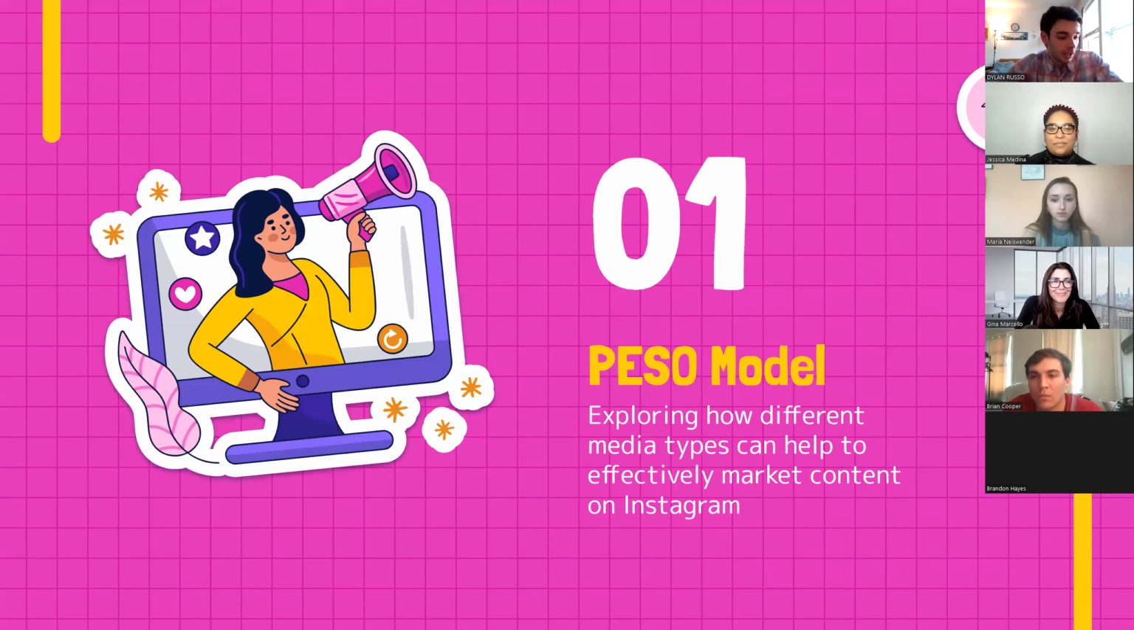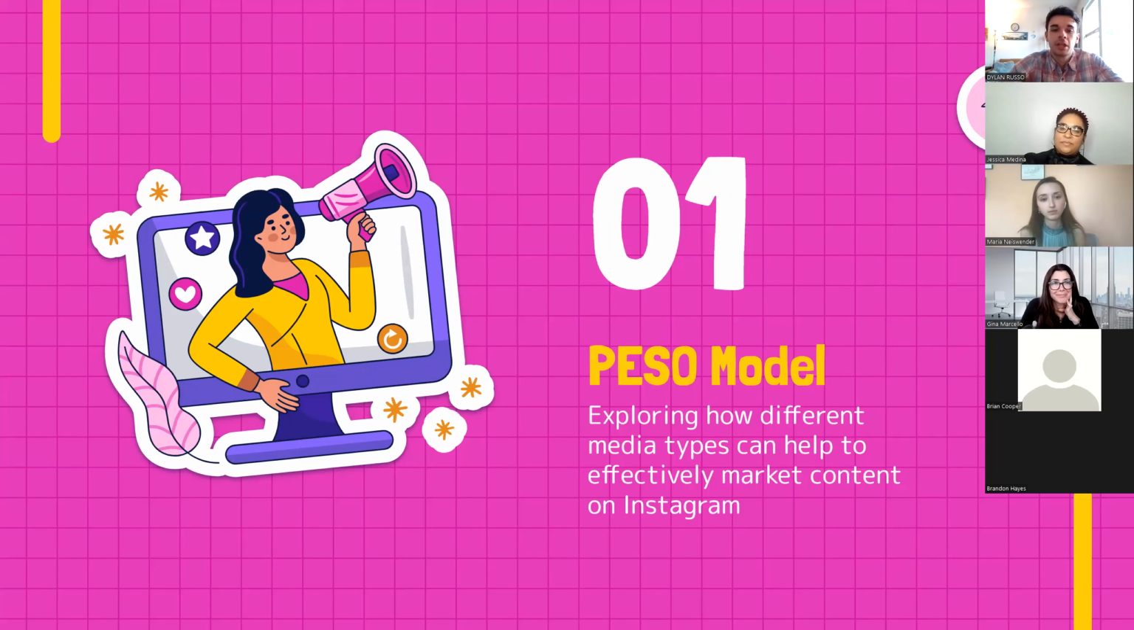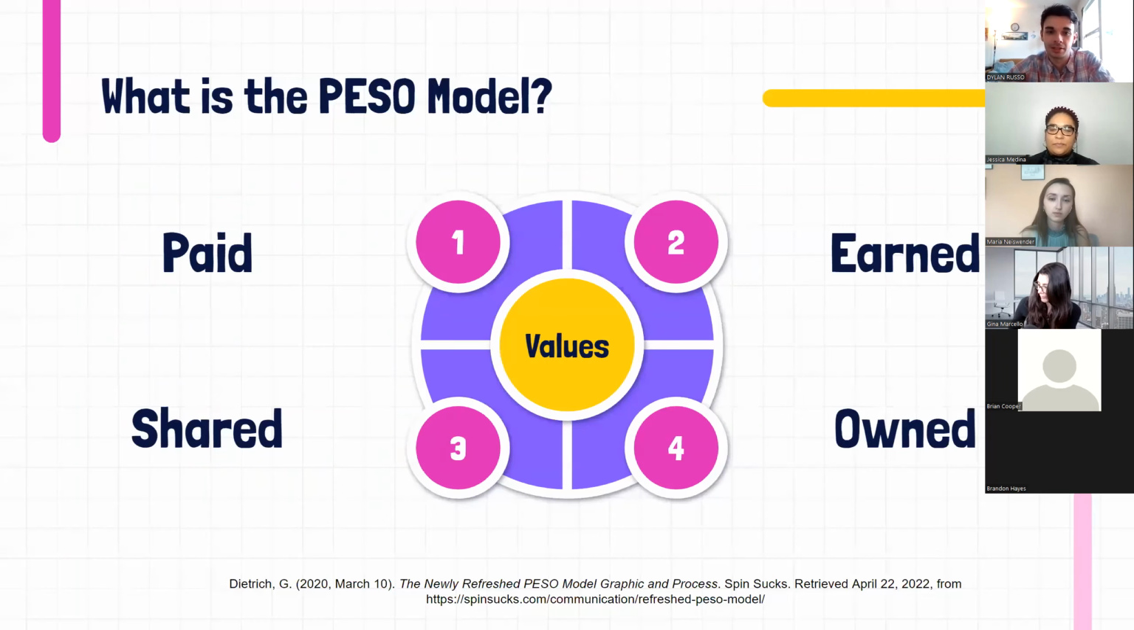Awesome. So I'm Dylan. My background is mostly in PR, and everything related to content marketing on Instagram is really to build relationships with existing and potential customers and clients. So the best way I think that we can start is using the PESO model. It explores different media types that will help you to effectively market your content and keep the relationships you have with the clients and customers.